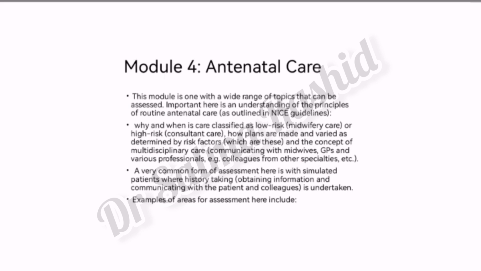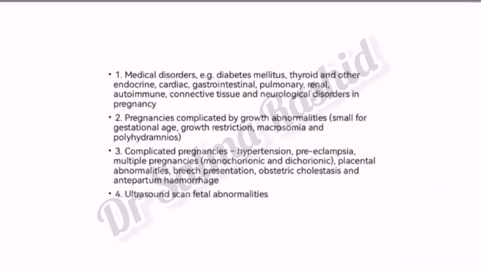Examples of areas for assessment here include medical disorders, for example diabetes mellitus, thyroid and other endocrine, cardiac, gastrointestinal, pulmonary, renal, autoimmune, connective tissue and neurological disorders in pregnancy. Pregnancies complicated by growth abnormalities: small for gestational age, growth restriction, macrosomia and polyhydramnios.